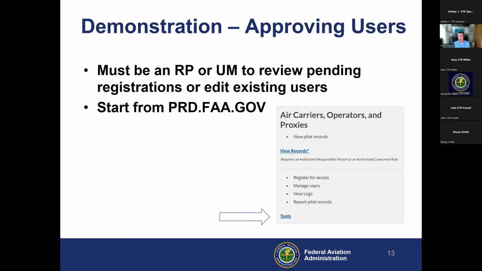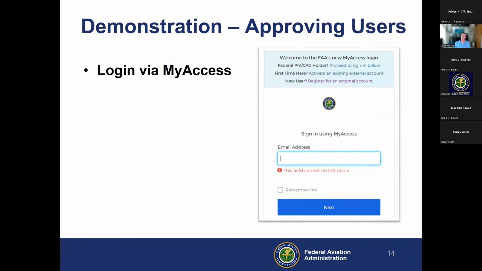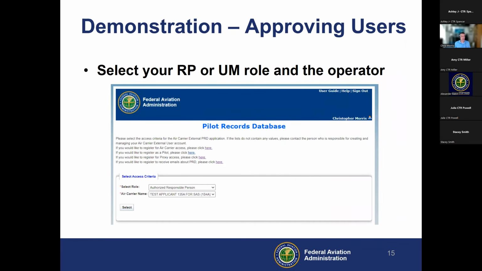But of course, you start at prd.faa.gov, click on the tools button to start in. Of course, you'll have to log in through your My Access account. And then once you arrive at the role selection page, you'll need to select your role in case you have multiples, because you might have multiple roles in the system. But you have to be at least a responsible person or a user manager to be able to edit accounts.